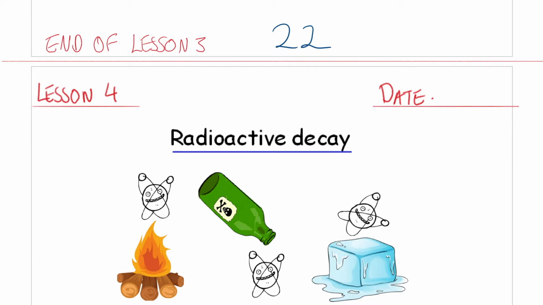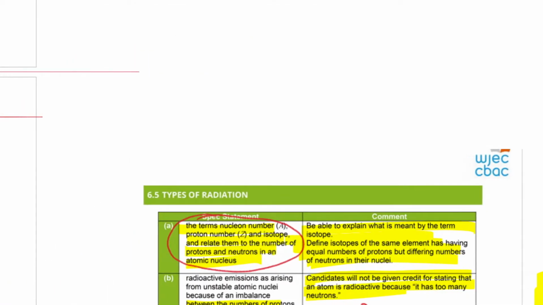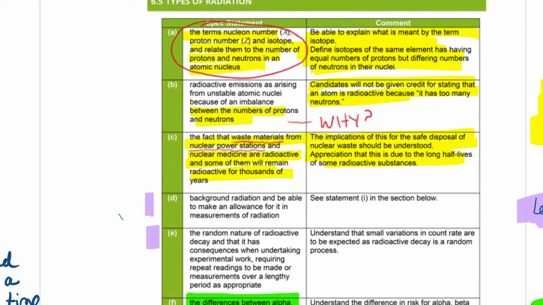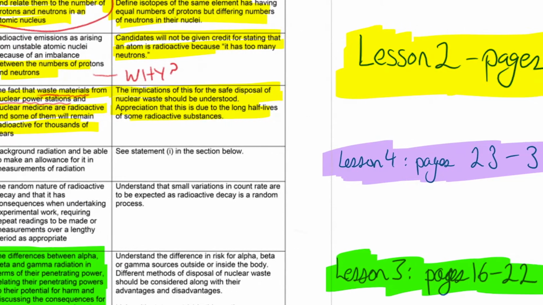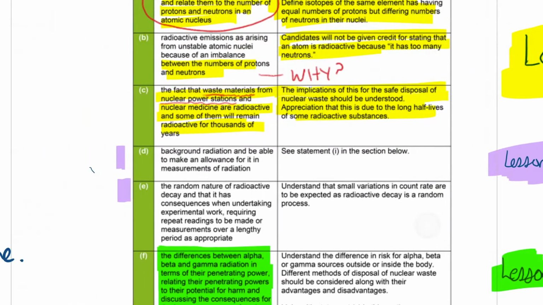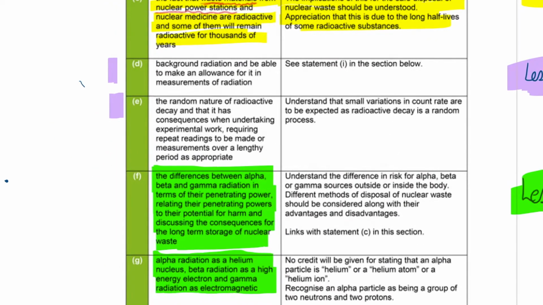The title, Radioactive Decay, it's lesson 4 and date, please underline all at the top of page 23. Quick look over what it is you need to be learning today. So it's lesson 4, we're doing pages 23 to 31. There's 3 parts of the spec that we're going to be learning.